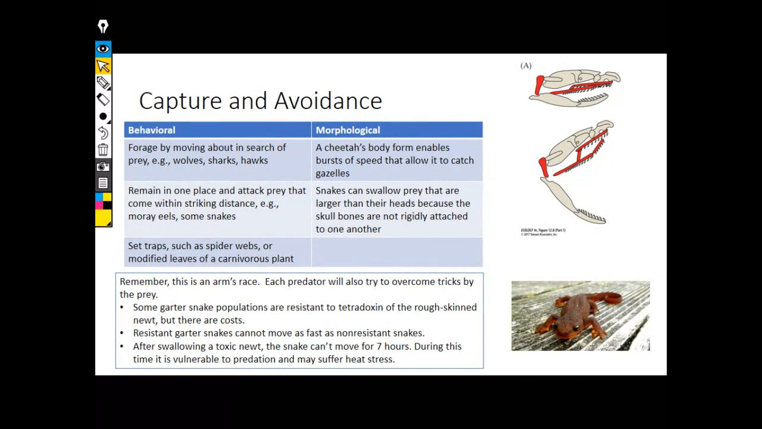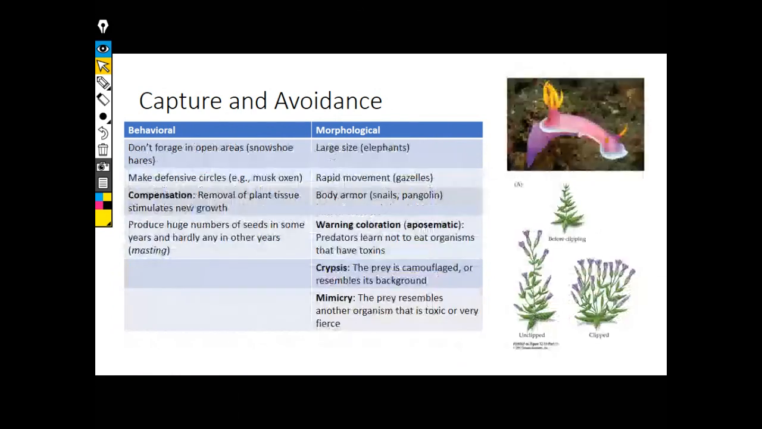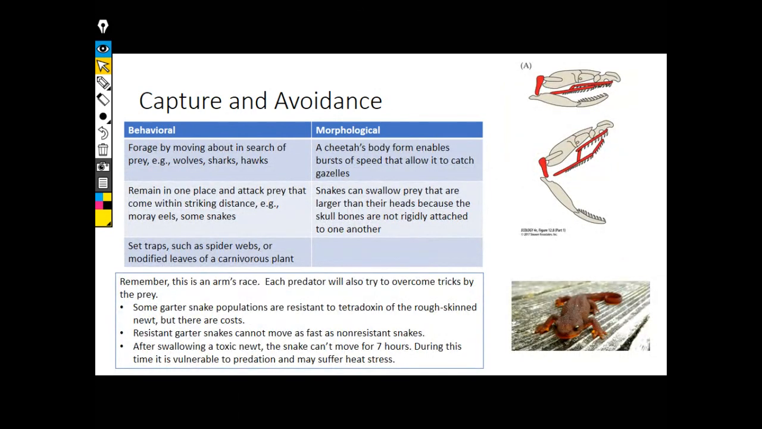So, if I want to think about some clear examples for capture and avoidance, okay, from the capture standpoint, we had several behavioral ones on the previous page. I wanted to make sure that we also had some morphological ones to think about. Our behavioral category is the same list that we had on the previous page. So we had active foraging. So what we thought about is active hunting, right? Our classic sort of wolf strategy. We had our ambush strategy. And we had our trap strategy.